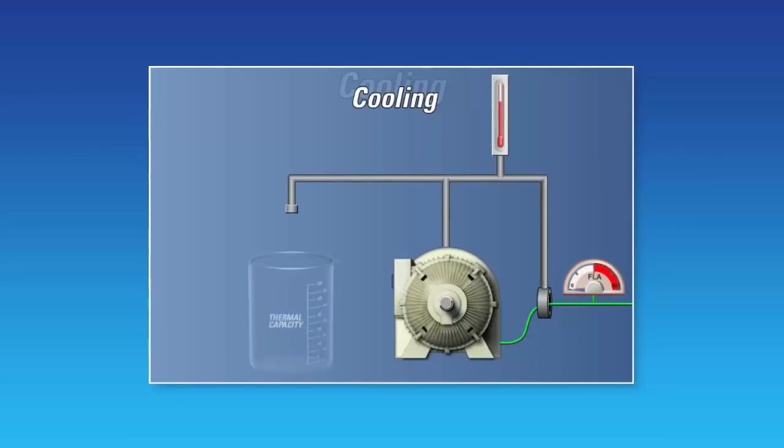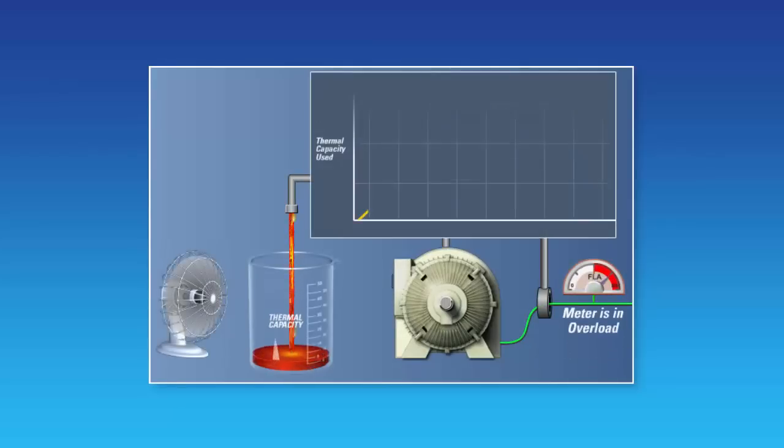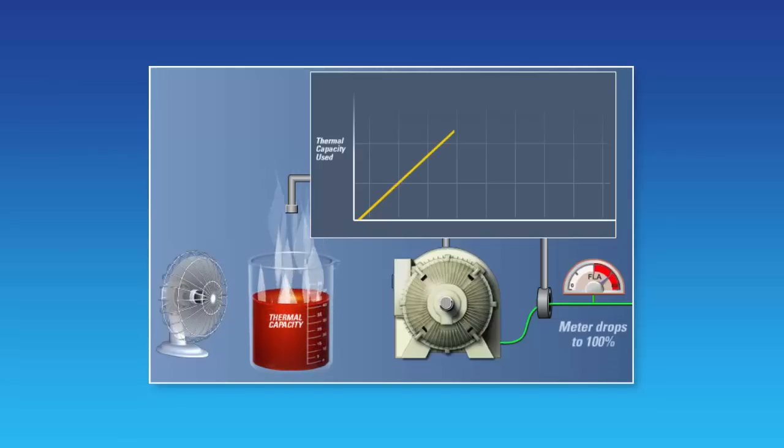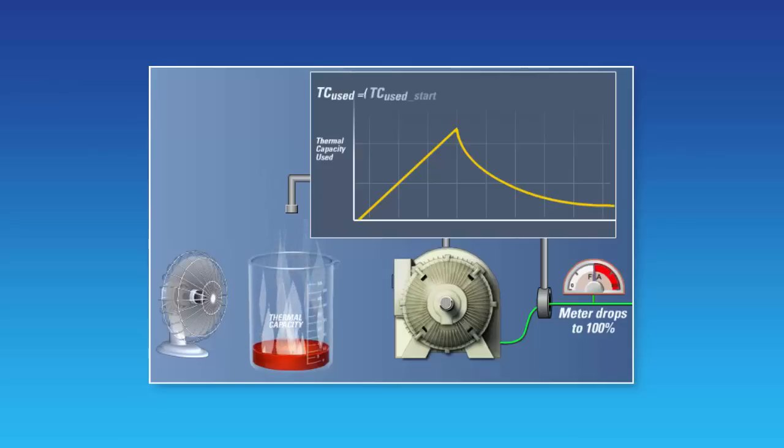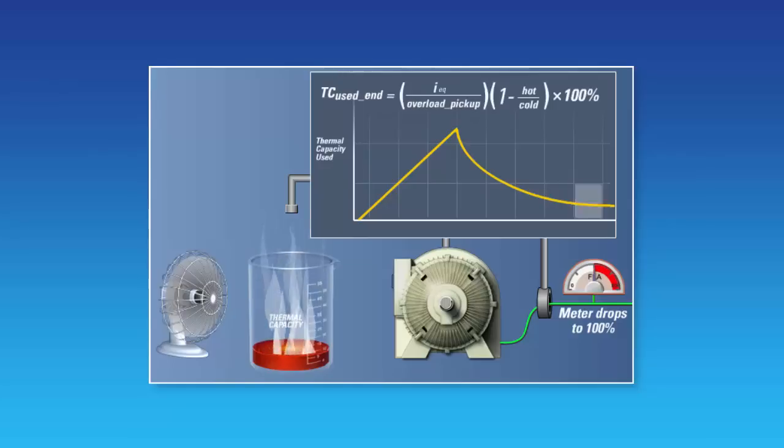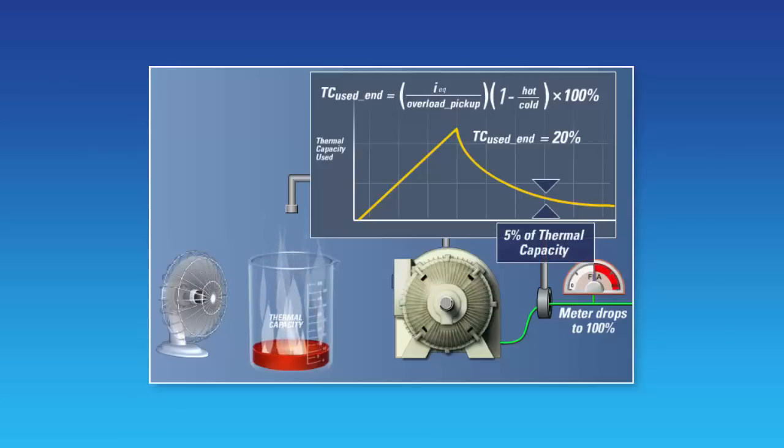Running cool time. In the first situation, the motor had been in an overload condition but is now drawing only 100% rated current, which is below the pickup level, and has a hot to cold ratio of 0.8. Using the above formula, we can see that at the end of five cooling time constants, the motor will have stabilized at a temperature for which 20% of its thermal capacity is used. Note that the motor came within 5% of its running thermal capacity used after three time constants.